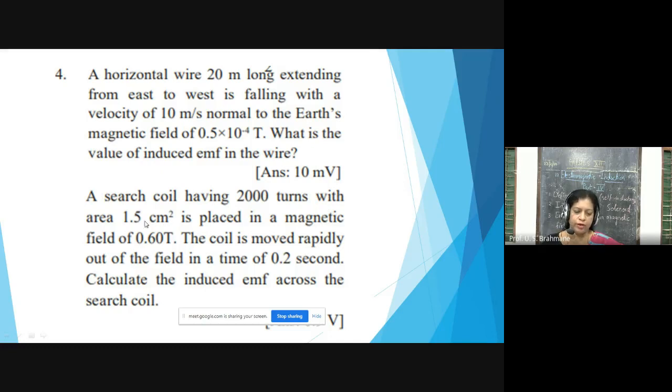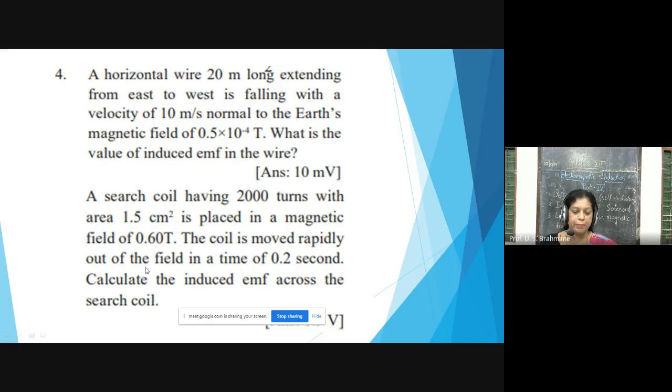Now this is a round coil. The area is already given as 1.5 centimeters square, but you have to convert it. The number of turns N is okay. The area is 1.5 centimeters square, so convert it into meters: it will be 1.5 into 10 raised to minus 4 meters square, right? And B is the magnetic field in Tesla.